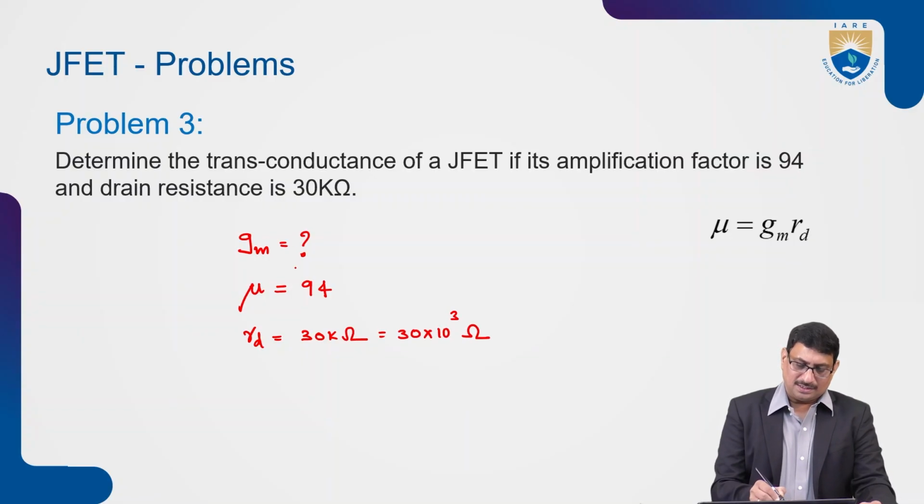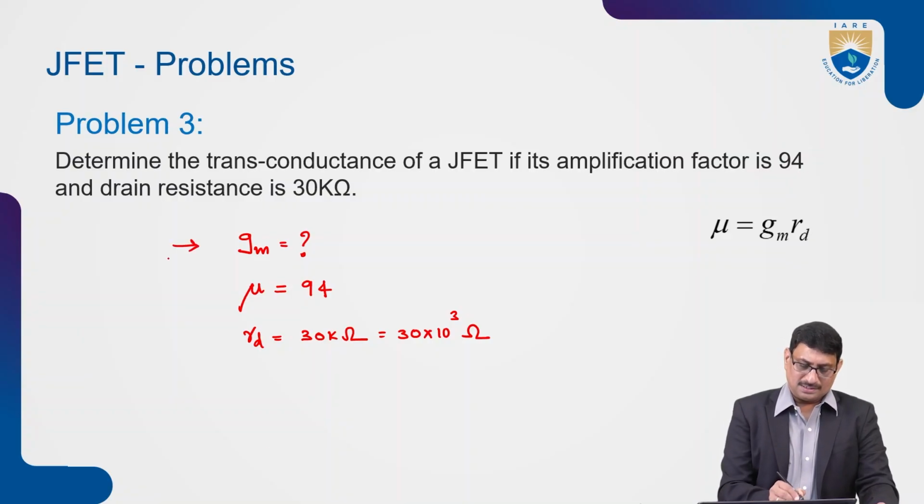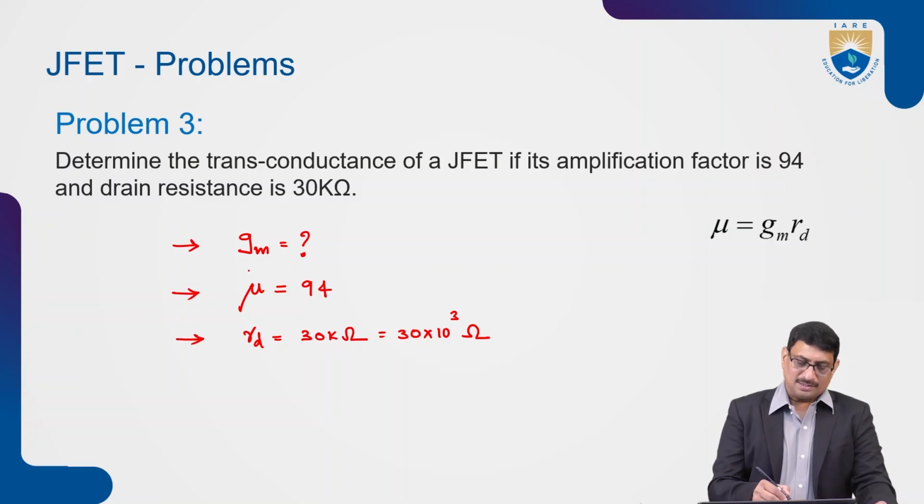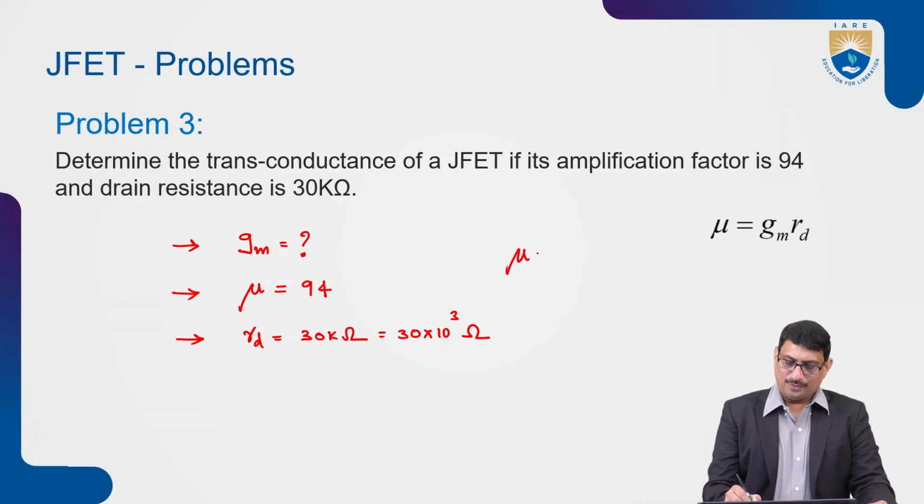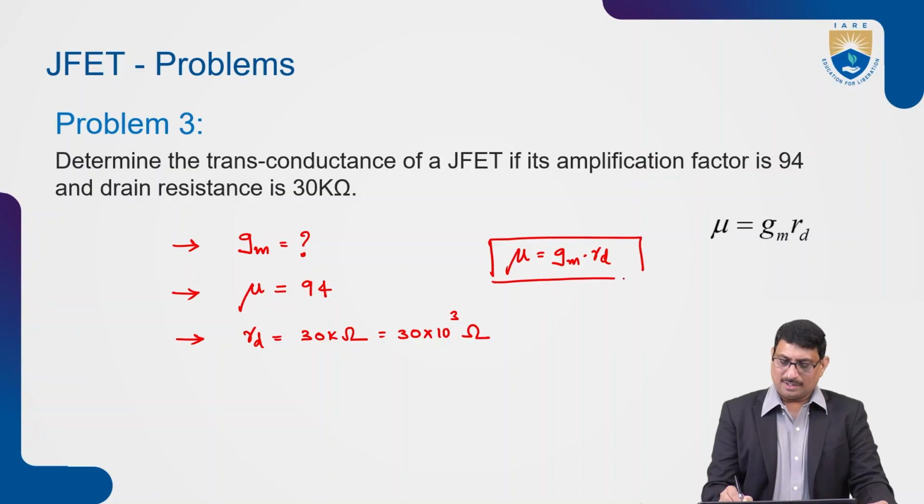So these are the three parameters of a JFET. One is the transconductance, the second is the amplification factor and the third is the drain resistance. There is a relation among these three JFET parameters. That relationship is given by mu is equal to GM into RD. This is the relation between the JFET parameters of amplification factor, transconductance, and drain resistance.